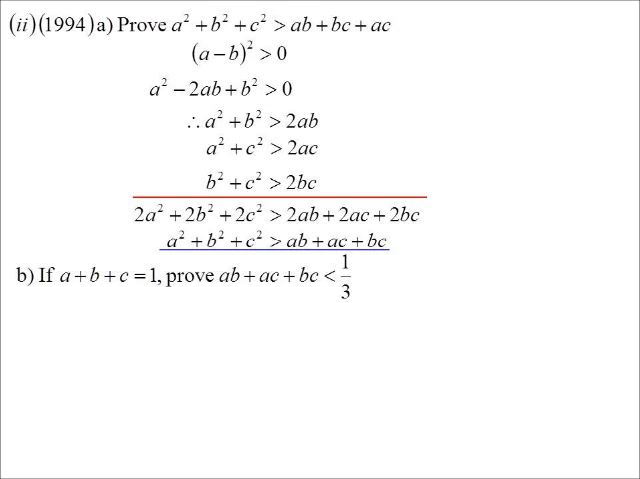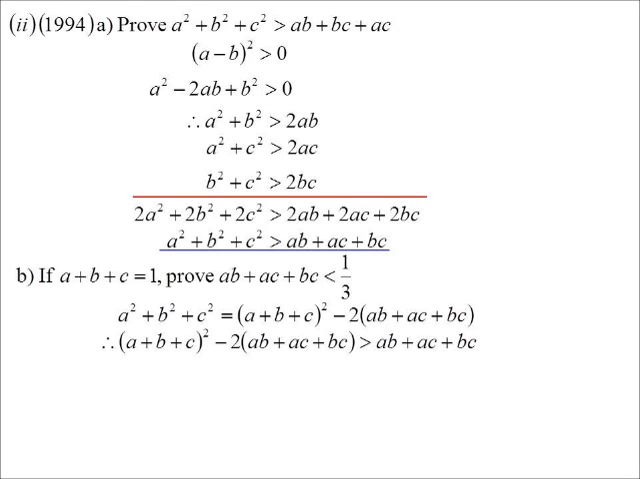a plus b plus c is going to equal 1. We're going to prove ab plus ac plus bc is less than 1/3. Well, I know a squared plus b squared plus c squared is equal to, using our idea from when we were playing with sum of the roots, sum of the roots squared was equal to sum of the roots one at a time, all squared, minus 2 times sum of the roots two at a time. So basically it's that same thing: a plus b plus c all squared minus 2 lots of ab plus ac plus bc.